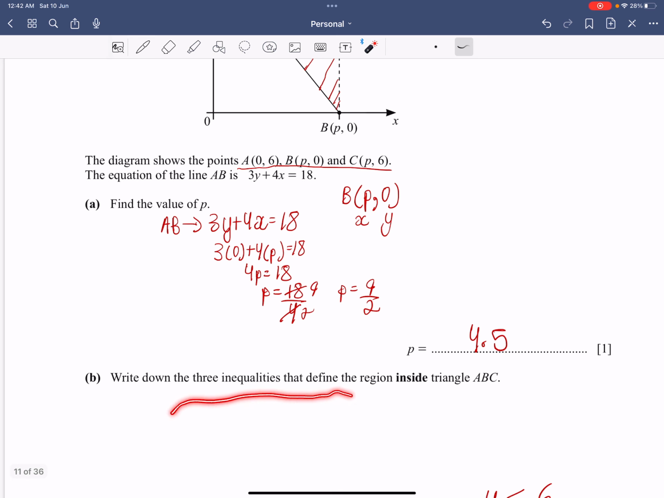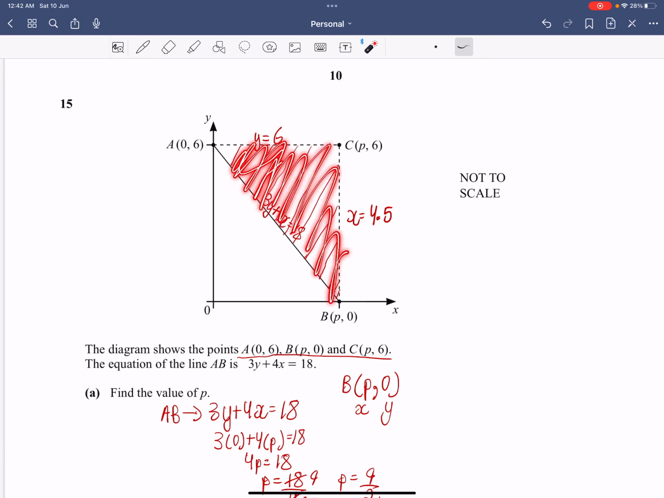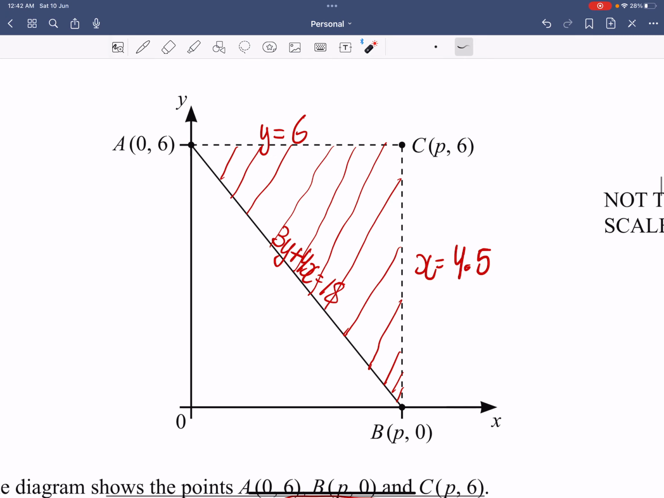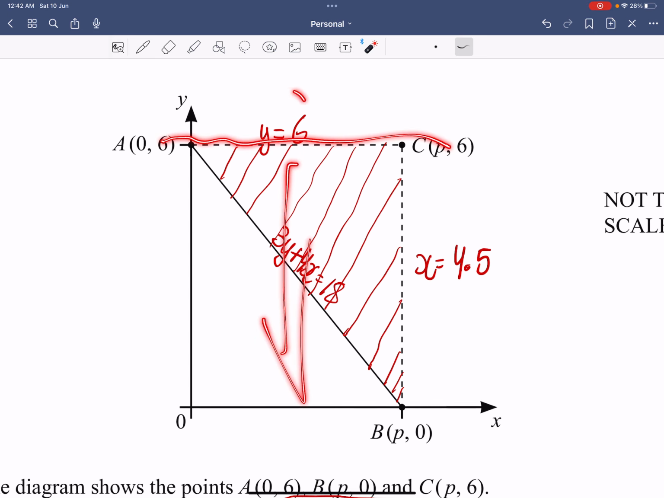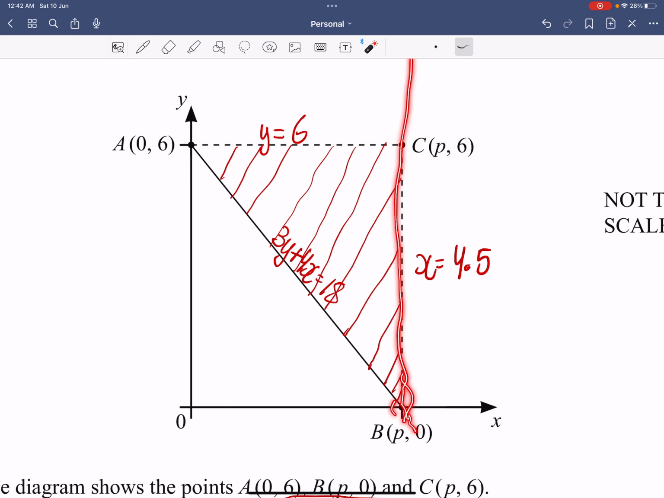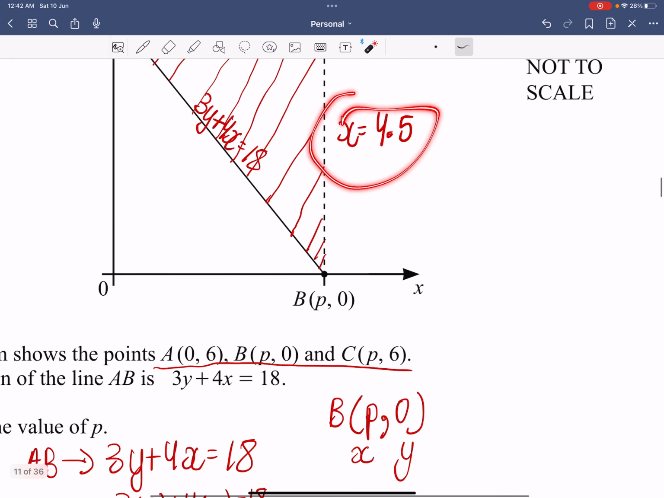Now write down the three inequalities that define the region inside triangle ABC. So we need to write the three inequalities which define this region. First, we'll need to find the equations. Whenever a line is parallel to the x-axis, its y coordinate will be its equation. So its equation will be y equals 6. I think I'll repeat myself. When a line is parallel to the x-axis, its y coordinate is its equation, and when a line is parallel to the y-axis, its x coordinate is its equation. And since we found the value of p, its x coordinate, which is 4.5, will be its equation.